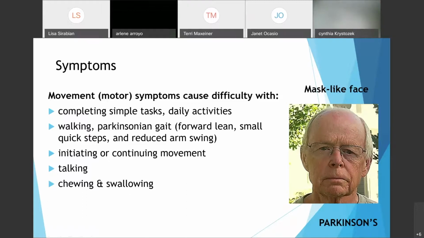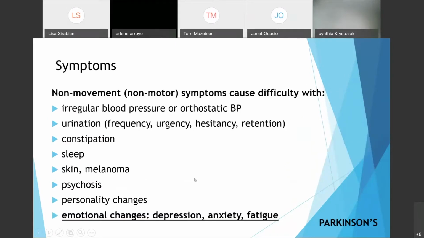And the face that you see on the side there is the mask-like face that can develop with a person who has Parkinson's disease. We show you that because it might look like the person is not paying attention, is disinterested, is not able to process, but really all that it is, there's a lack of muscle strength to use facial expression. And so we need to recognize that.